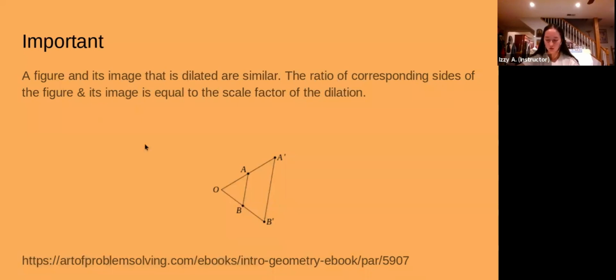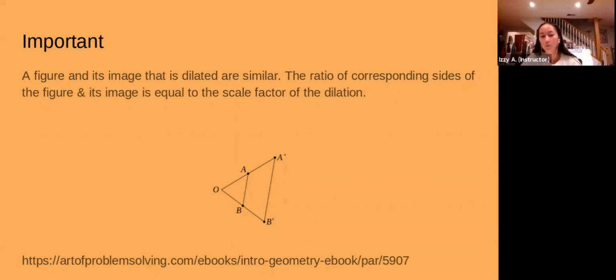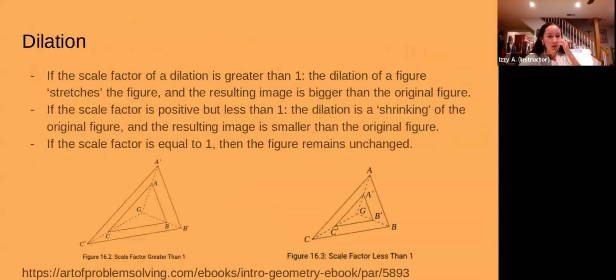Okay, I'll leave this up here for a few seconds, then we can go to the next section. Can the dilation factor be 1? Yes. Remember, if the scale factor is equal to 1, then the figure remains unchanged. So yes, you can have a time when the scale factor is equal to 1, but then the image is just going to stay the same.